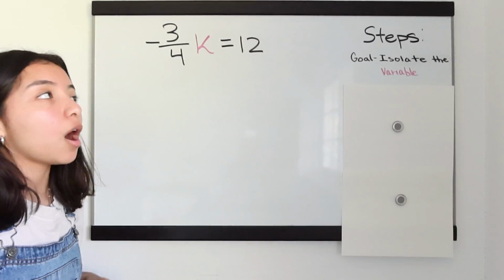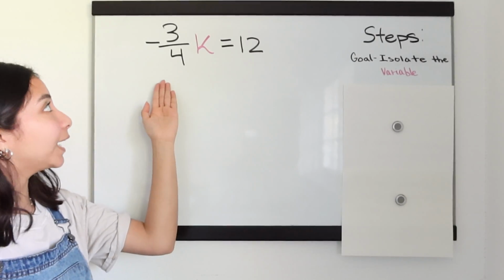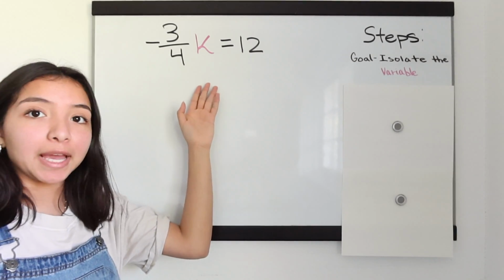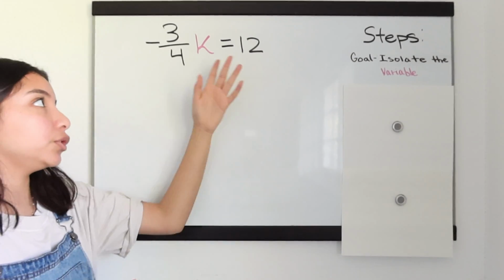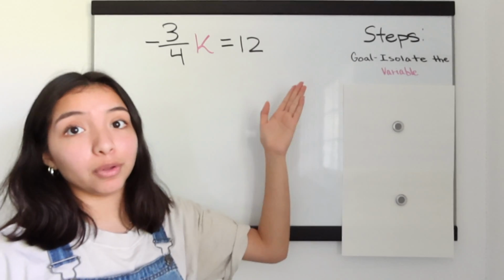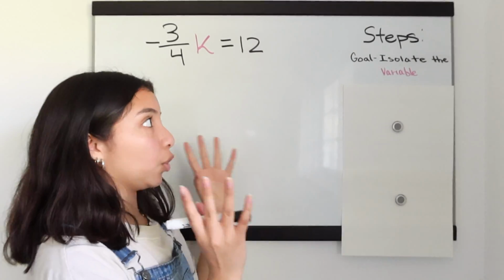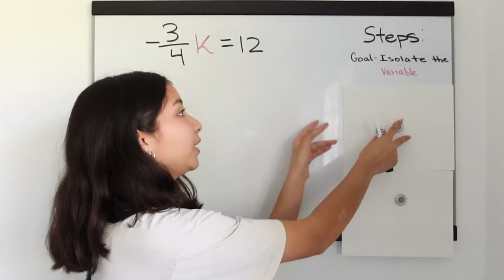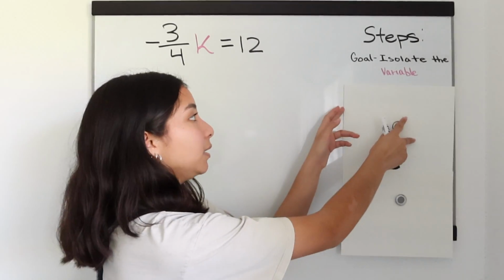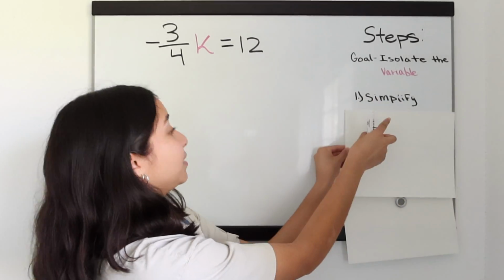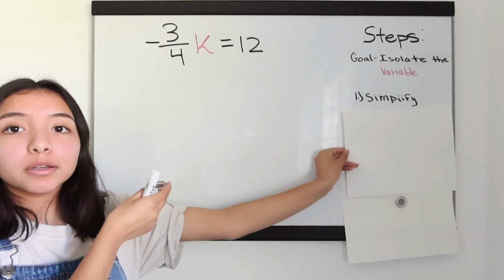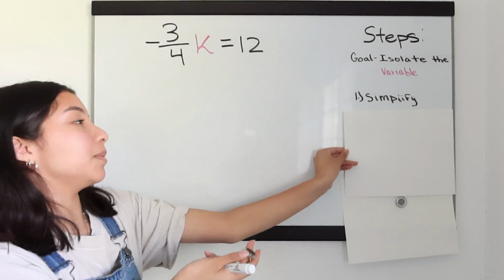Next problem. All right, so the next problem is negative 3 over 4 k, or times k, is equal to 12. We already know the goal. I think that's pretty set in stone that our goal is to isolate the variable. And in this case, our variable would be k. So our first step is to simplify. Right here, there is nothing to simplify.